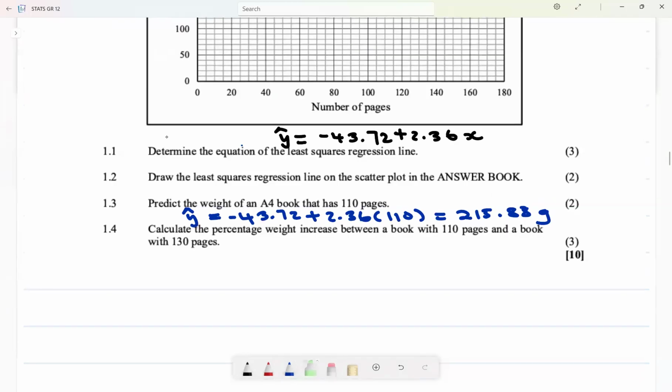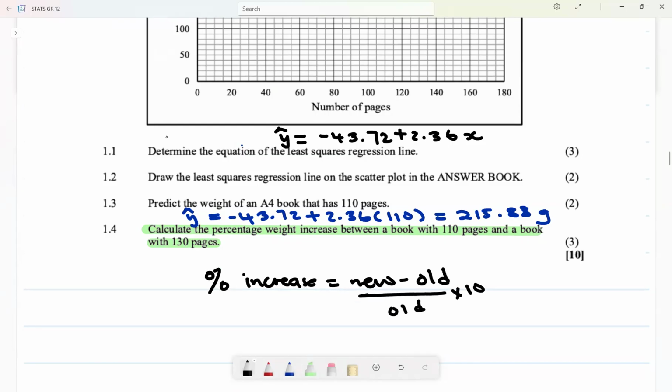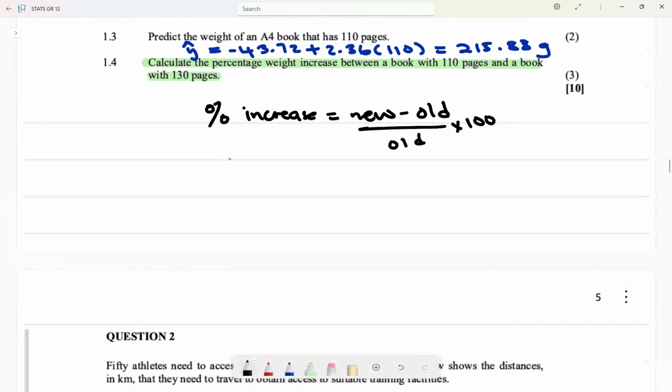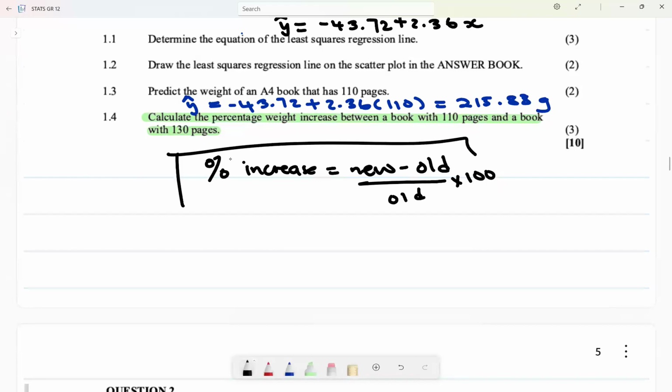And then they ask you to calculate the percentage weight increase between a book with 110 pages and a book with 130 pages. For you to calculate the percentage increase, guys, it is the new minus the old, divided by the old, times 100. This is the formula. Whether you are doing life science or physical science, when they say percentage increase, you are going to use this formula. So now we need the new weight for the increase from 110 to 130 pages.